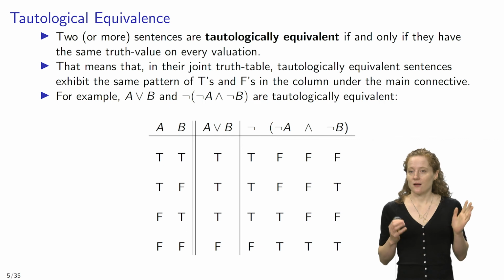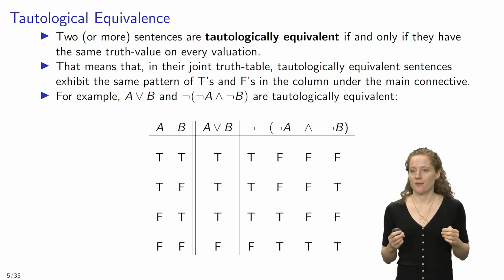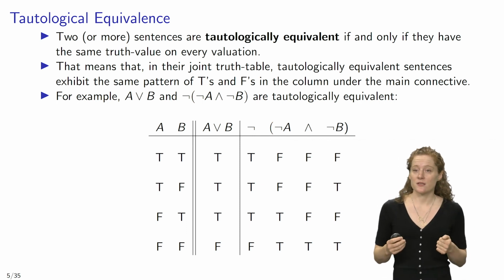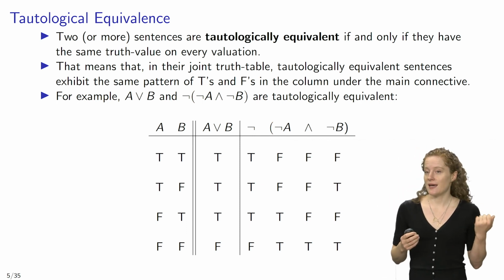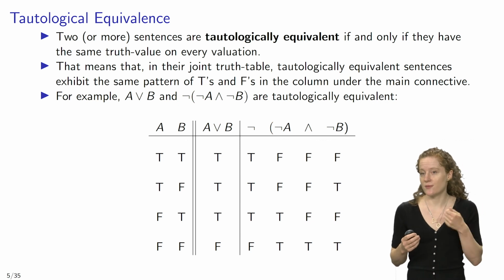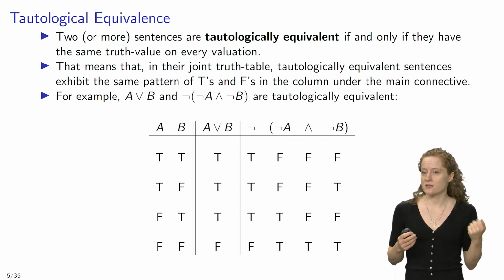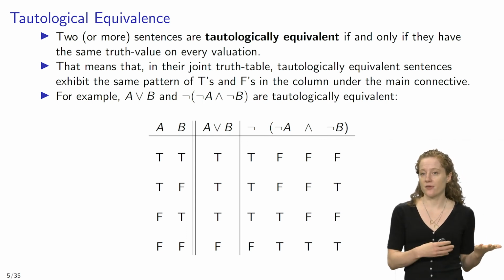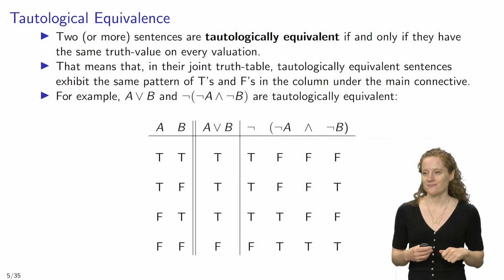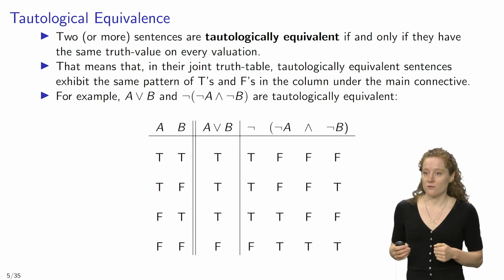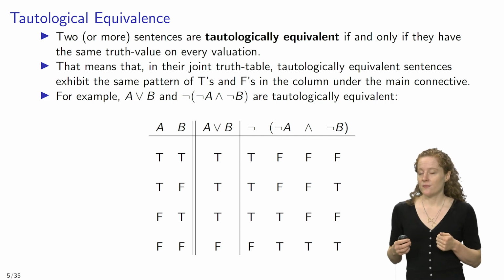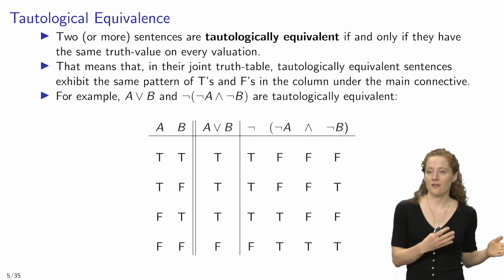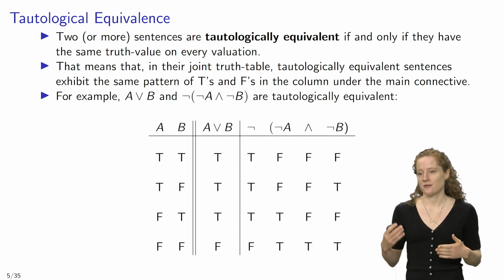To verify this, just look at this truth table exhibited at the bottom of the slide. We see that A or B is true when both A and B are true. It's true when A is true and B is false. It's also true when A is false and B is true. And the only case in which A or B is false is when both A and B are false. And then when you look at the rightmost column, you will observe that the same pattern applies to the sentence, it's not the case that not A and not B.